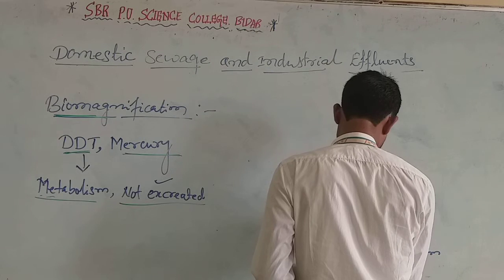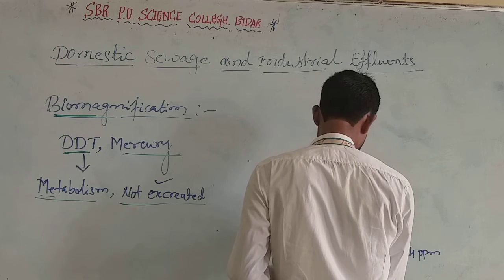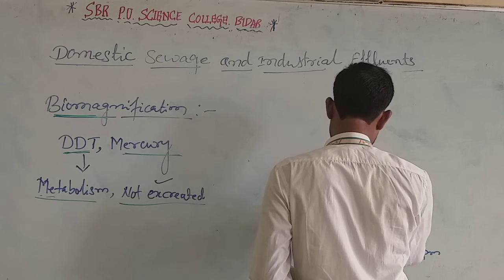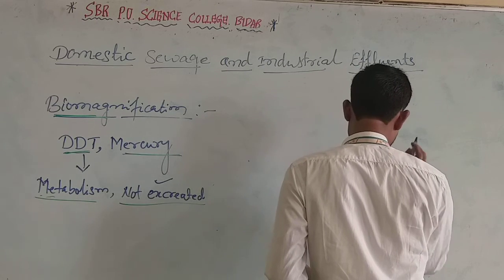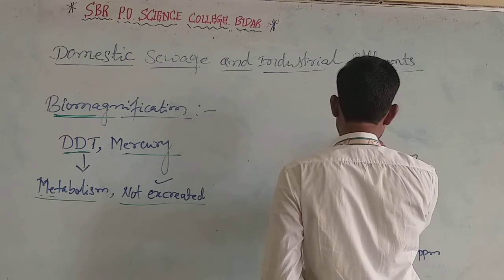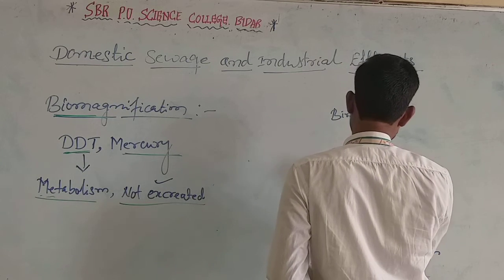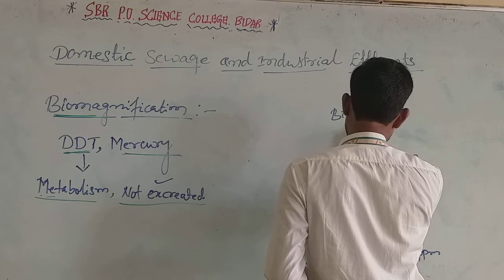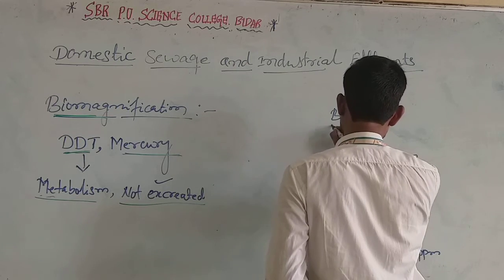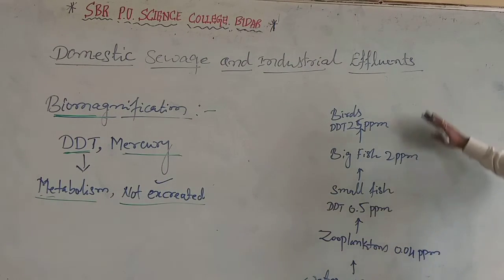Small fish, DDT concentration is 0.5 ppm. Then big fish, 2 ppm. Then birds, how much? 25 ppm. So this much DDT is passing from lower trophic level to higher trophic level.